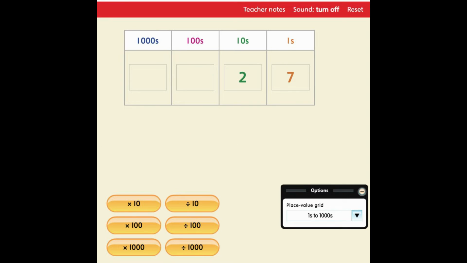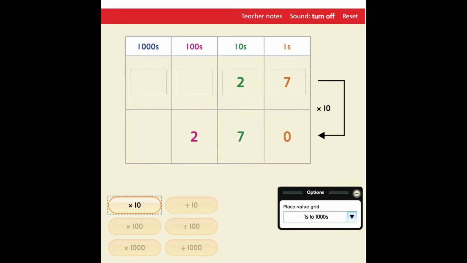Right, let's do another one together. This time, I want you to times 27 by 10. Again, pause the video while you work out your answer and write it down. Then press play when you're ready. 27 times 10 is 270. Give yourself a tick if you got it right.